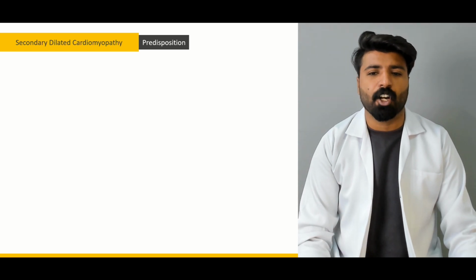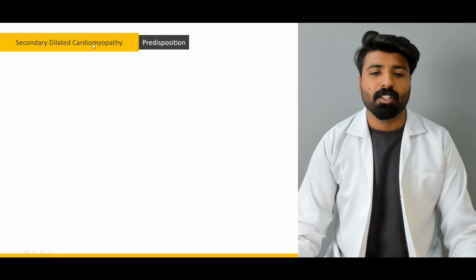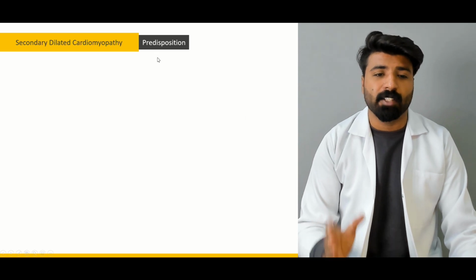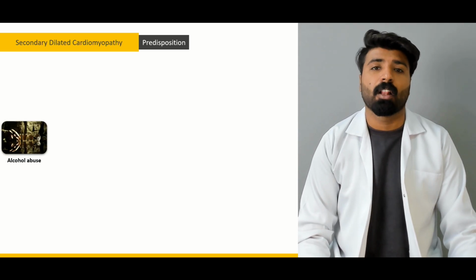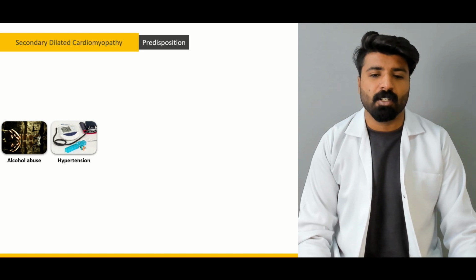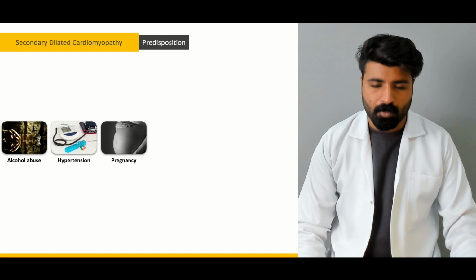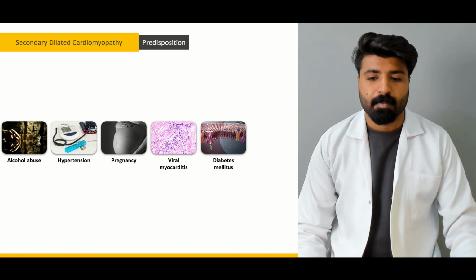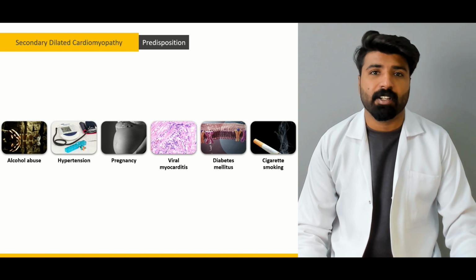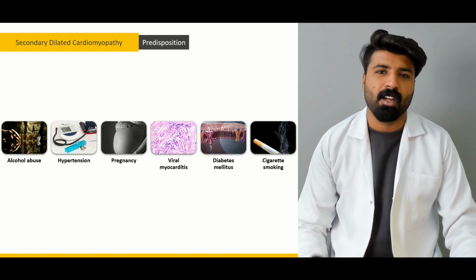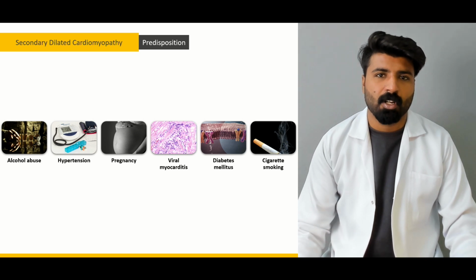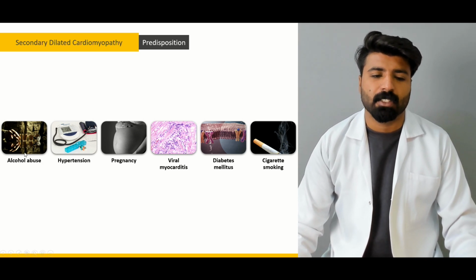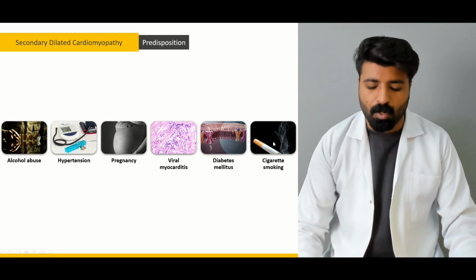What's with the secondary dilated cardiomyopathies? Now, these are those factors which will lead to dilated cardiomyopathies, but these are secondary reasons, not the primary reasons. What are these reasons? First of all, alcohol abuse. Next, we have hypertension. Next on, we have pregnancy, viral myocarditis, diabetes mellitus, and cigarette smoking. These are the secondary causes, the secondary predisposition of causing dilated cardiomyopathies: alcohol abuse, hypertension, pregnancy, viral myocarditis, diabetes mellitus, and cigarette smoking. We're going to talk about all of these.